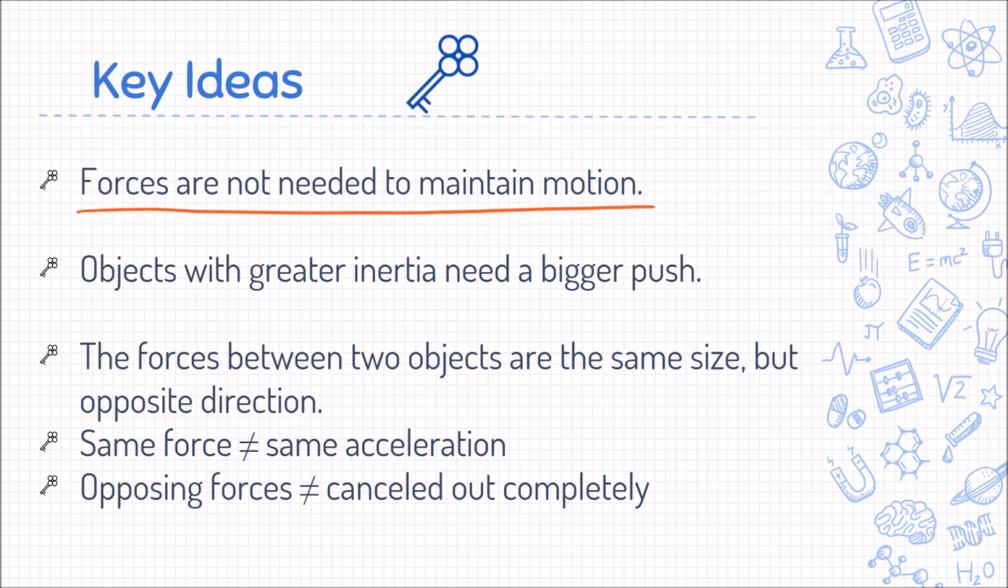Newton's second law says that objects with greater inertia or greater mass need a bigger push. Newton's third law says that the forces between two objects are the same size, but they will have opposite directions. And remember, just because they have the same amount of force, that does not mean they have the same acceleration. Because of Newton's second law, force is mass times acceleration. If they have a different mass, they will have a different acceleration. And just because they may be equally opposing forces, that does not mean that they cancel out completely and our object does not move. Just like with the example of Sigmund and the wall.